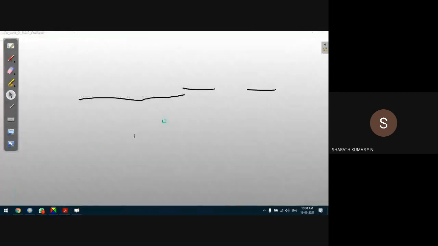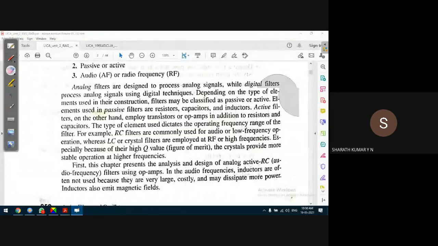So that is the difference between analog filters and digital filters. Depending on the type of elements used in their construction, filters may be classified as active or passive. As I said, if it is made of transistors, it is active. If it is made of only resistance and capacitance, it is passive. Elements used in passive filters are resistors, capacitors, and inductors also. Sorry, I forgot to mention inductors. Active filters employ transistors or op amps in addition to these components, resistor, capacitor, and inductor.